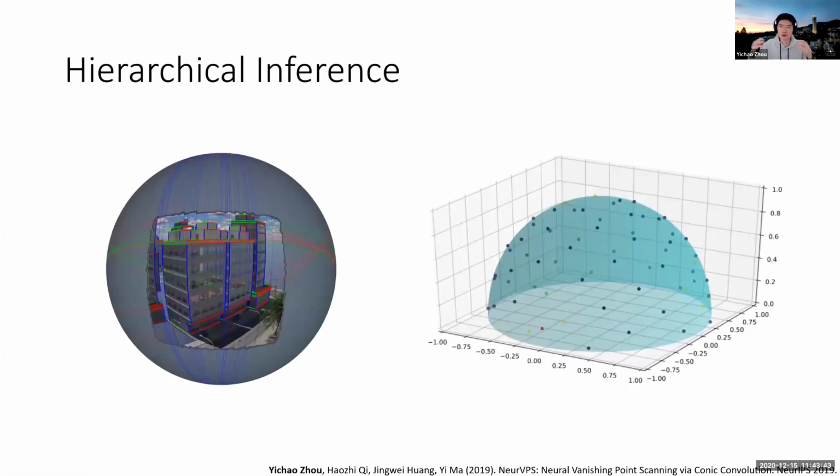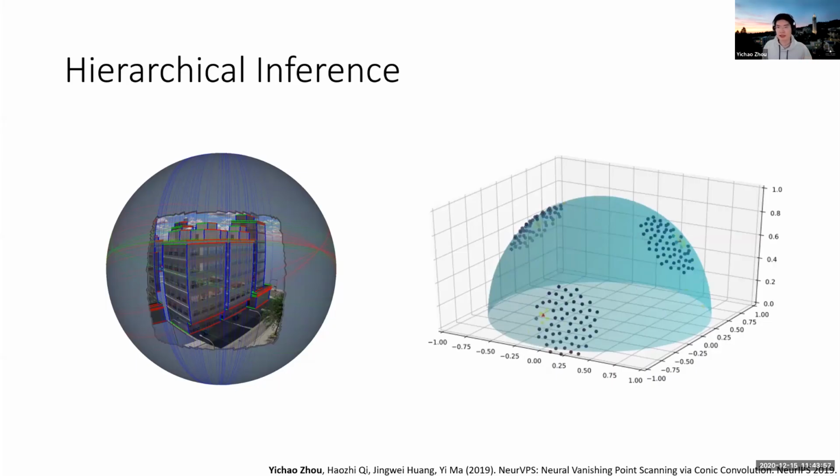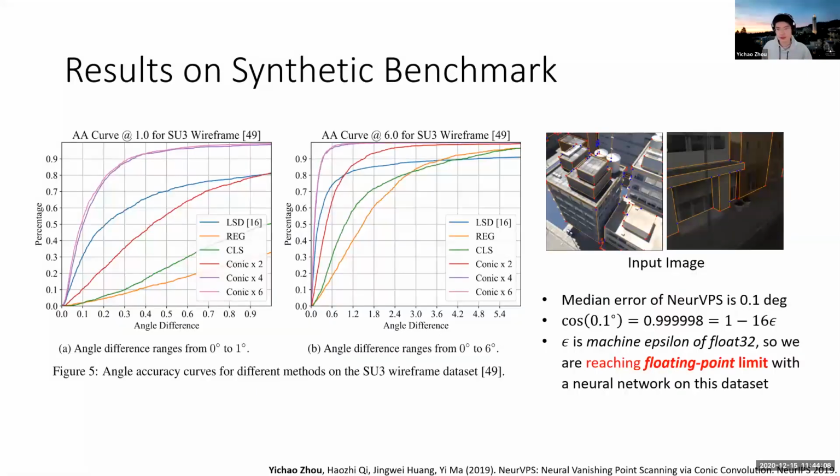For the inference, you want it to be relatively fast, so you need a hierarchical, coarse-to-fine inference. Initially, you first sample the vanishing point in a coarse grid, and then you refine it from the previously best vanishing point, and refine it again. So you can quickly pinpoint the best vanishing point.